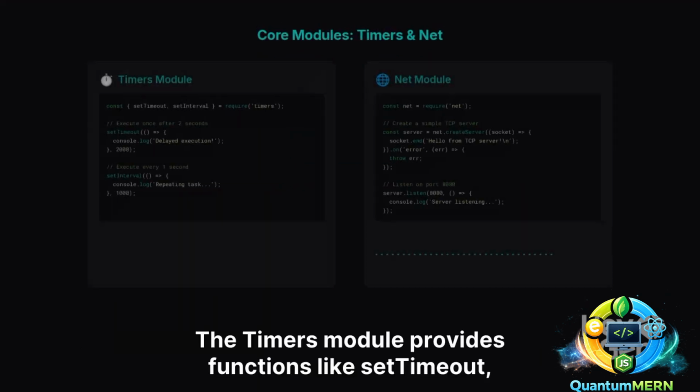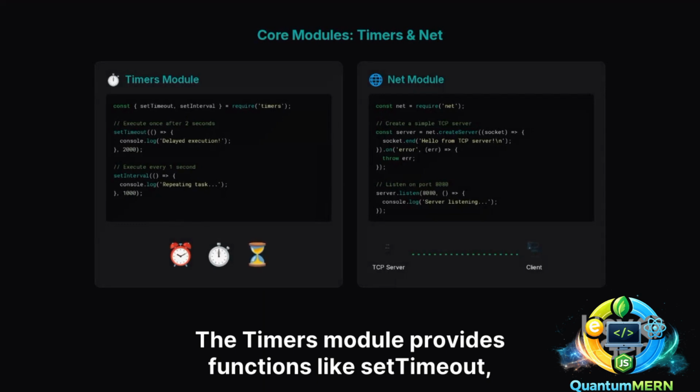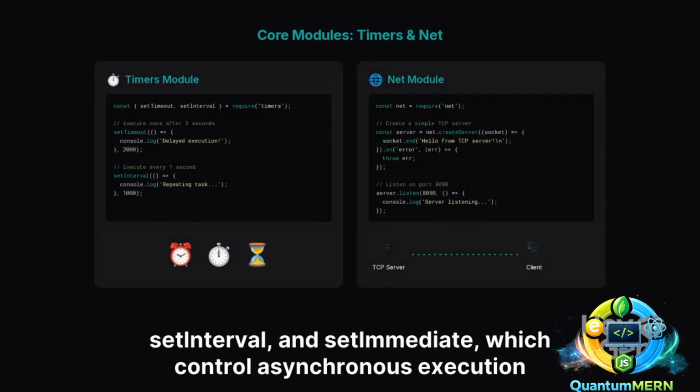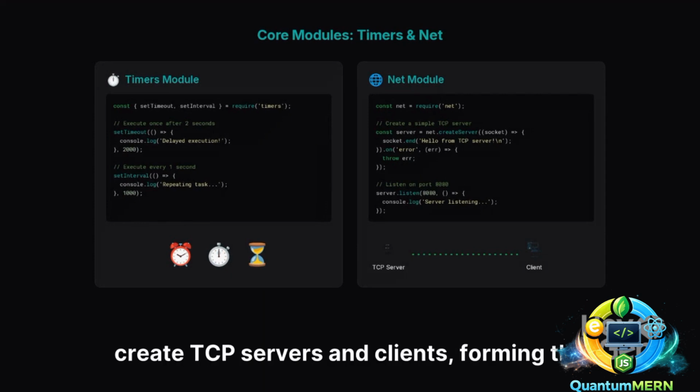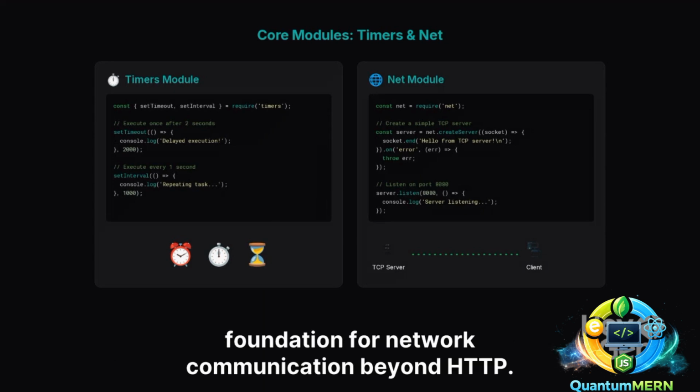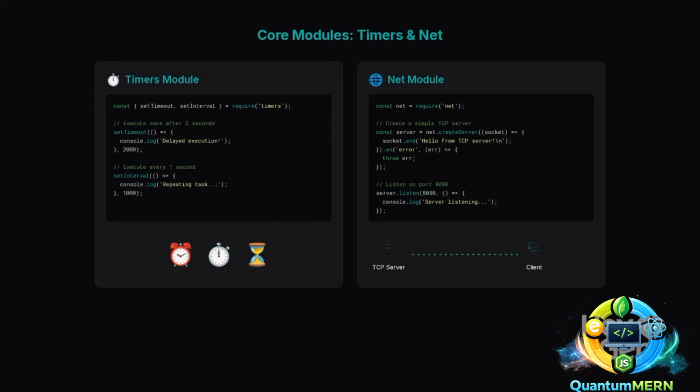The Timers module provides functions like setTimeout, setInterval, and setImmediate, which control asynchronous execution timing. Lastly, the Net module allows you to create TCP servers and clients, forming the foundation for network communication beyond HTTP.